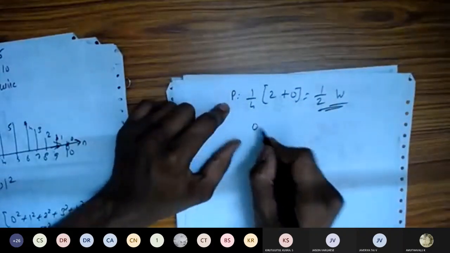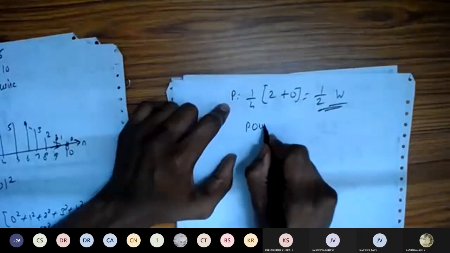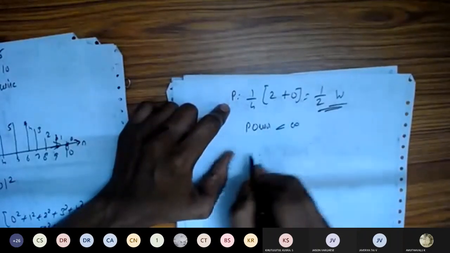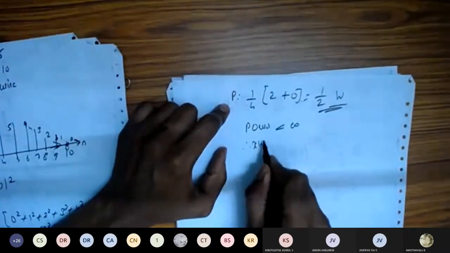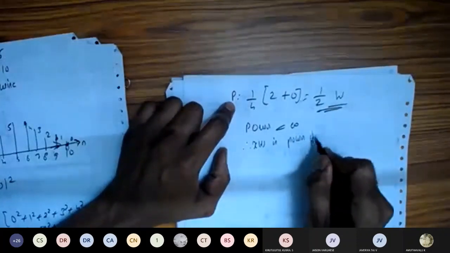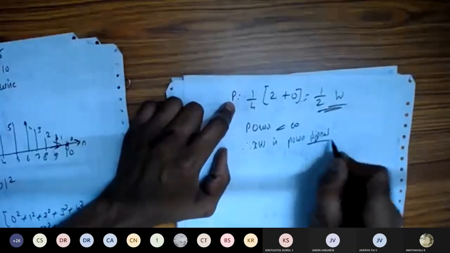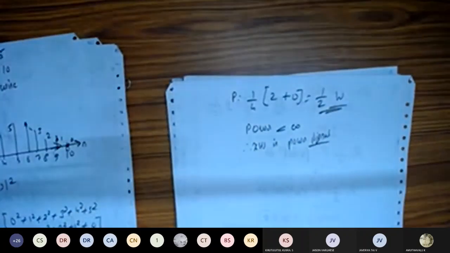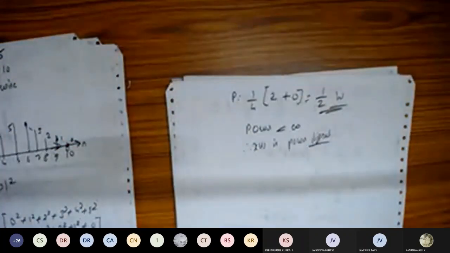Since the power is finite, less than infinity, x of t is the power signal. Done.